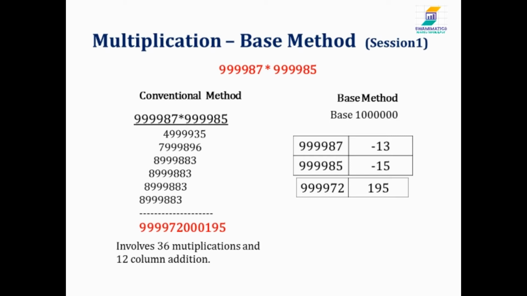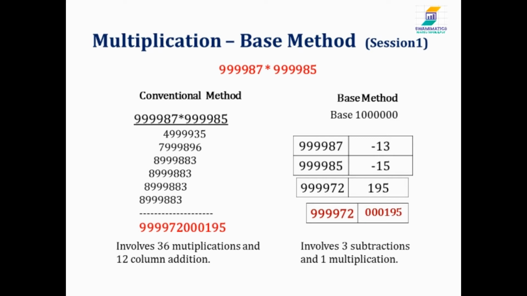Now when you look at it, the base has 6 zeros. That means in my answer, the number on the right side should have 6 digits. Right? So before 195, I affix 3 zeros. So your answer becomes 99972000195. What does it involve? It involves just 3 subtractions and 1 multiplication. That is the advantage of this method.